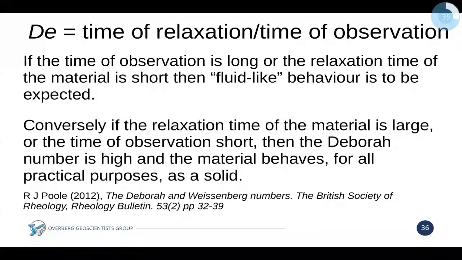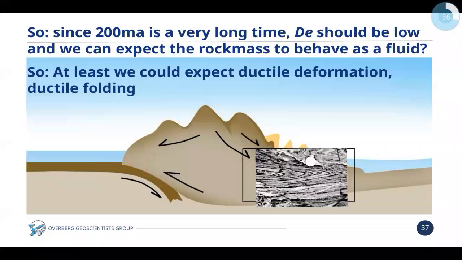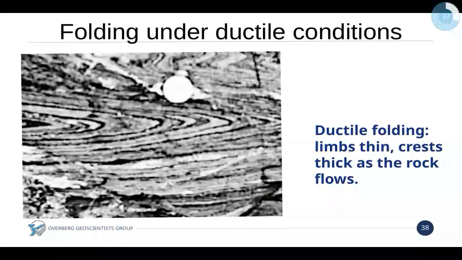So there's relaxation time. If the observation time is very, very long and the relaxation time is short, fluid-like behavior can be expected. So if we really think in terms of 200 million years for orogeny, then that observation time is very large, and we should expect flow, ductile flow. Our mountains should have been deformed in a ductile manner. Those would be typical ductile folds.